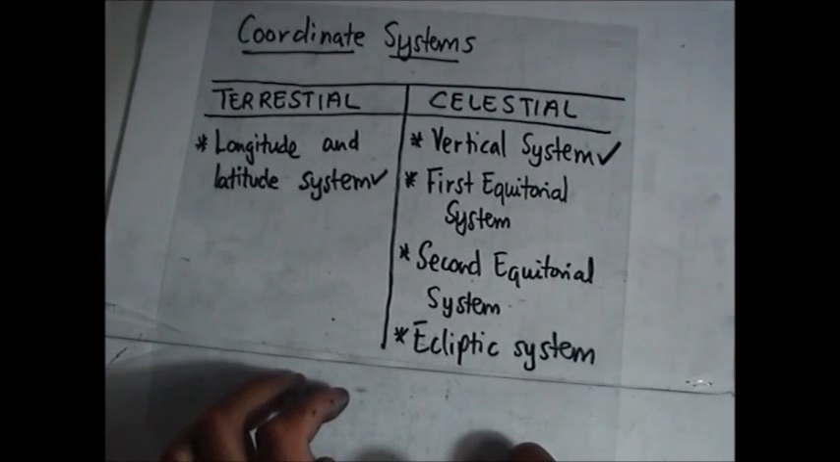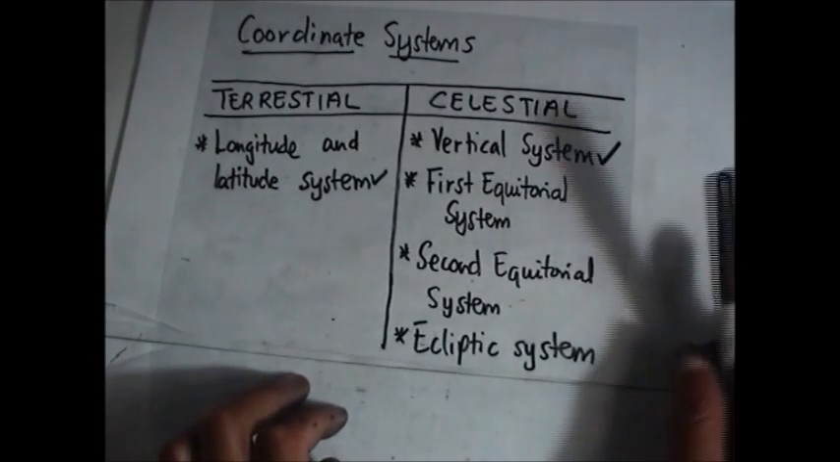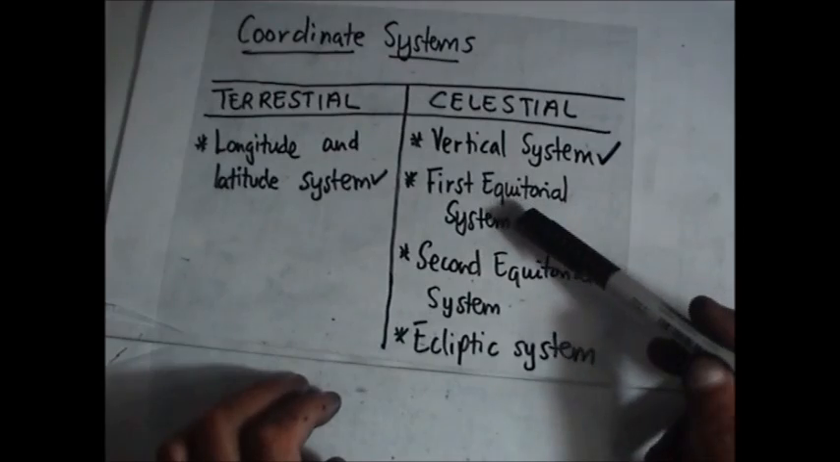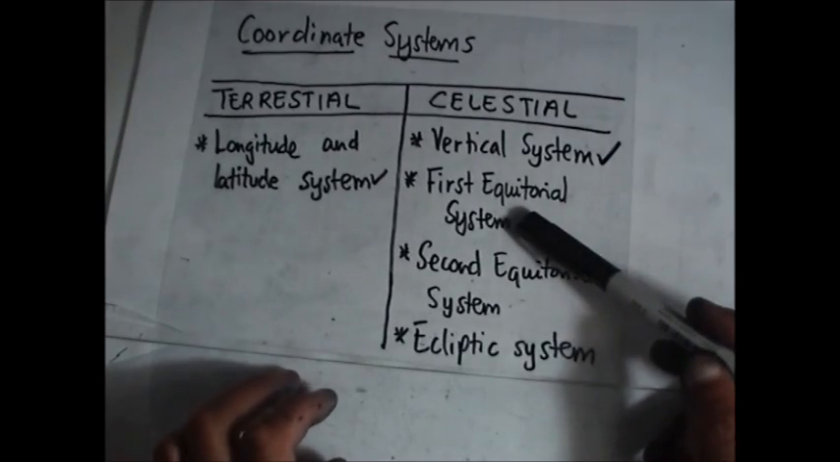Hello mates, in the previous couple of videos we did the vertical system. Now we're going to move to the first equatorial system. At least now we have the basics of how to define celestial coordinates, so I do not think it will take us much time, but let's just see. I'll explain it best, and hopefully it will not take as much time as the vertical system.